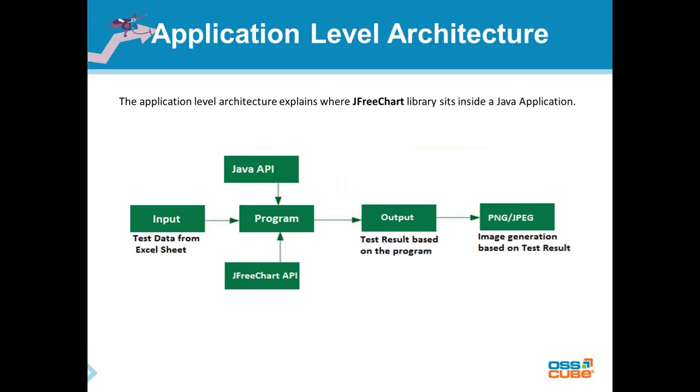The input can be from any external source, but in our case it is from the Excel sheet. Then the test data goes to the program, which is a Java file, and here we introduce the JFreeChart API. Then on the basis of the program and test inputs, we have test results. Once our output is there, we can generate the charts and convert those charts into images using JFreeChart. So this is the application level architecture of JFreeChart.